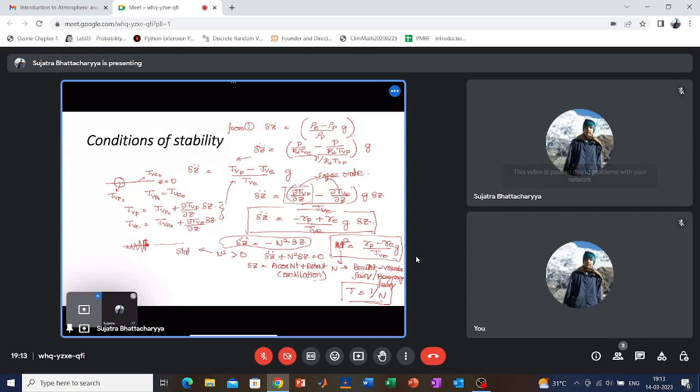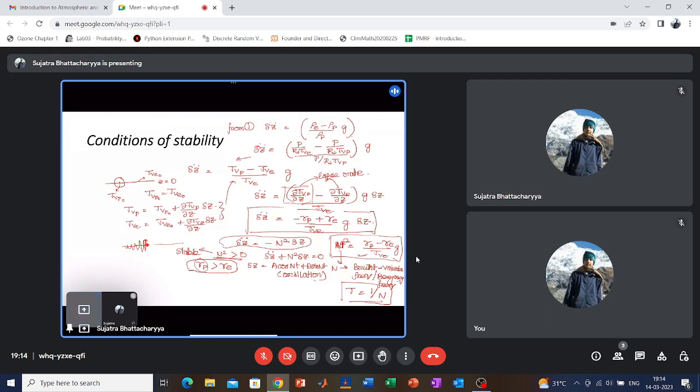Why is it a stable condition? See, n square greater than 0, from this expression of n square, what does it tell? Gamma P is greater than gamma E. And we have already discussed that this is a stable condition. Why? Because the parcel's temperature is lower than the environment's temperature. Higher lapse rate means the decrement is more, because lapse rate is the decrement of temperature with height. Therefore, a higher lapse rate of the parcel as compared to the environment represents that the parcel's temperature is lower as compared to the environment. That's why it cannot move further up.